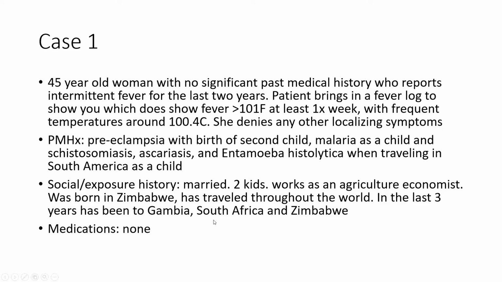Okay, I'll read it. So this is a 45-year-old woman with no significant past medical history who reports intermittent fever for the last 2 years. She brought in a fever log to show, which does show fever greater than 101 at least once a week with frequent temperatures around 100.4 degrees centigrade. Or sorry, Fahrenheit. She denies any other localizing symptoms. She has a history of preeclampsia with birth of second child, malaria as a child, and schistosomiasis as a child, ascariasis and Entamoeba histolytica when she was traveling in South America.